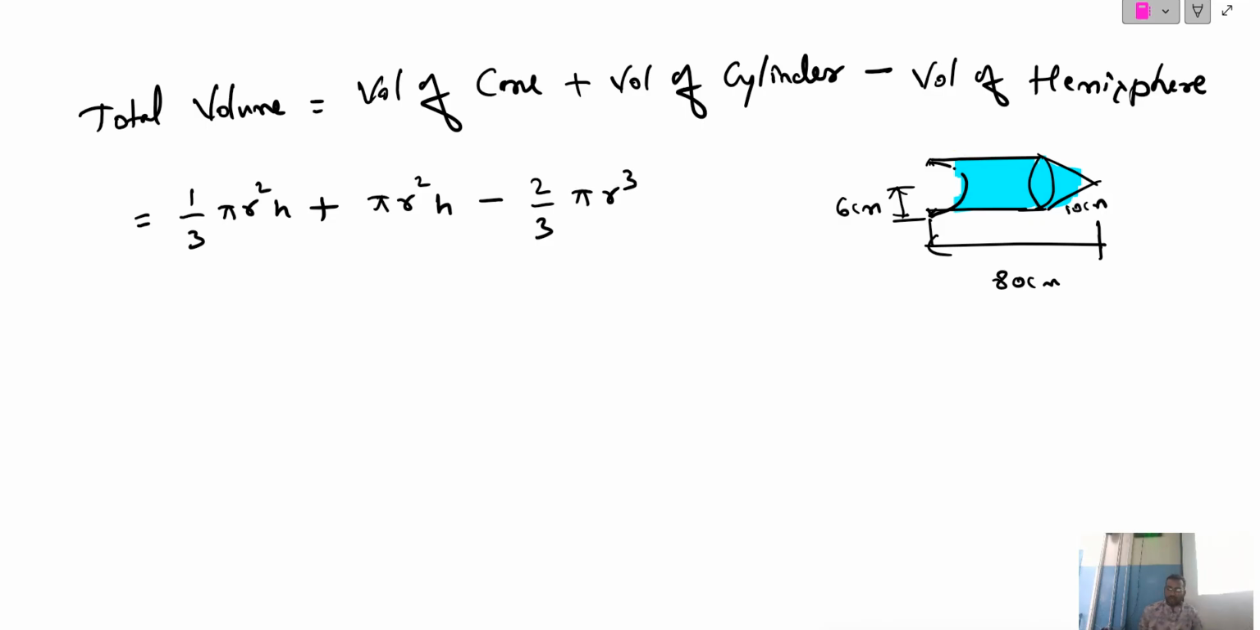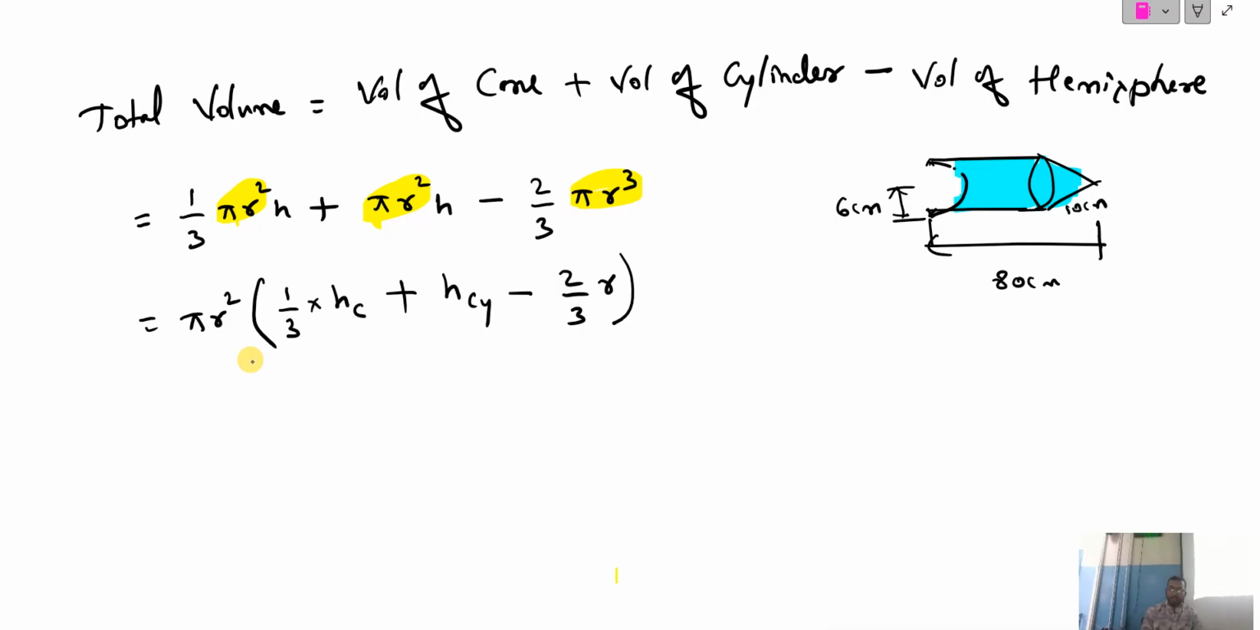Now we can notice one thing in these given values. See here, pi r square, pi r square, pi r square. So we can take pi r square as common. If you take pi r square as common, left out is 1 by 3 into h of cone plus h of cylinder, minus 2 by 3 and 1 time of r. Because pi came out, r square came out, 1 time of r is remainder. Clear? Now the value of pi is 22 by 7 into radius is 6 into 6 into 1 by 3 into what is the height of cone?